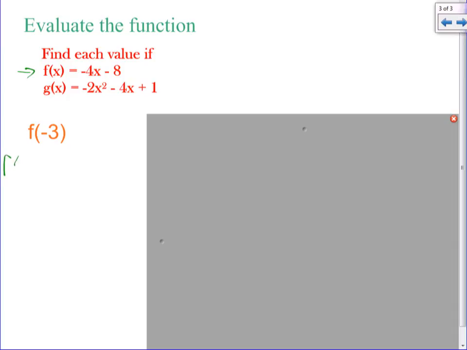So we take f of -3, and then what do we do? What do we write? -4, parenthesis, -3, and then -8. Okay, so you're replacing or substituting that number in for all of the x values. So when we simplify this, let's do the whole thing in our heads. We really have what here? 12 minus 8, 4.